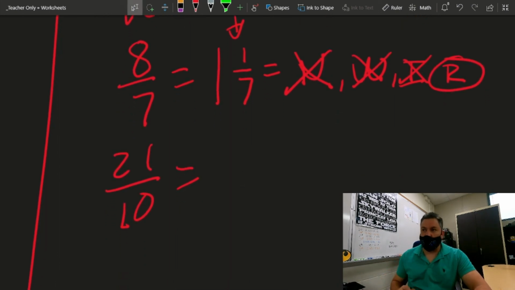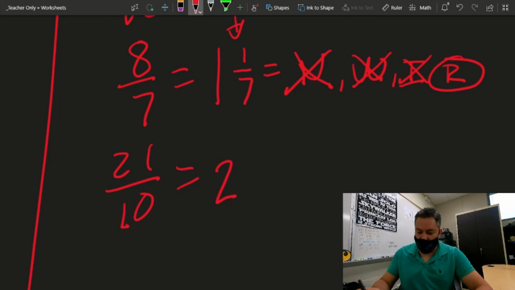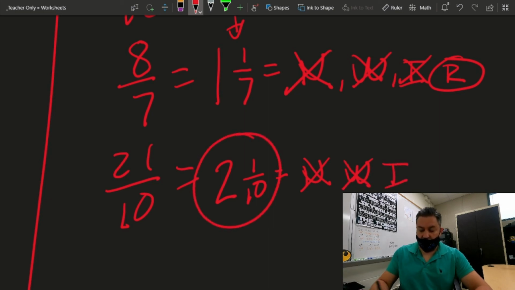Now 21 over 10. How many times does 10 go into 21? 2 times. And the remainder is going to be what? So it's 2 wholes and 1/10. Is it a natural number? No. Whole number? No. Integer? No. Rational number? Yes. So this is the same thing as 2.1.